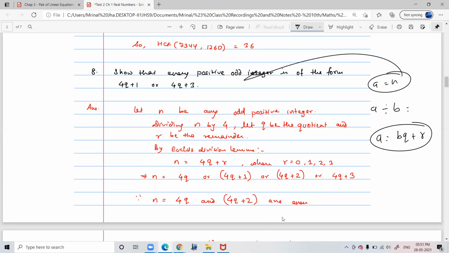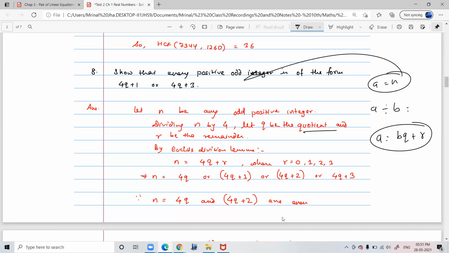And then we are dividing it by 4. It can be divided by any other number also. I can divide it by 3 also, 6 also, anything. But since they have asked for this particular form, this will come only when we divide it by 4. That is why I have taken my b to be 4. That's why I'm dividing it by 4. So when you divide by 4, let's say that q is the quotient and r is the remainder.